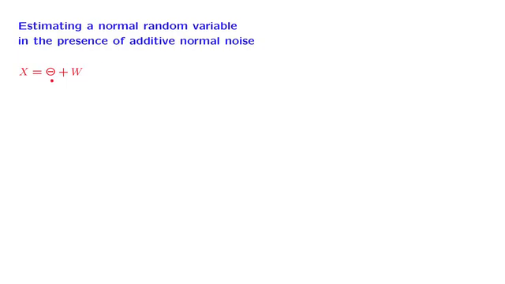There's an unknown parameter modeled as a random variable, theta, that we wish to estimate. What we have in our hands is theta plus some additive noise W. And this sum is our observation X. The assumptions that we make are that theta and W are normal random variables. And to keep the calculations simple, we assume that they are standard normal random variables. Furthermore, we assume that theta and W are independent of each other.